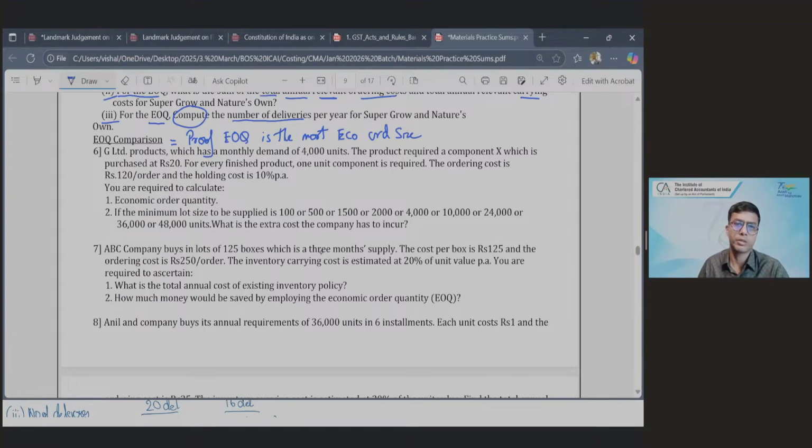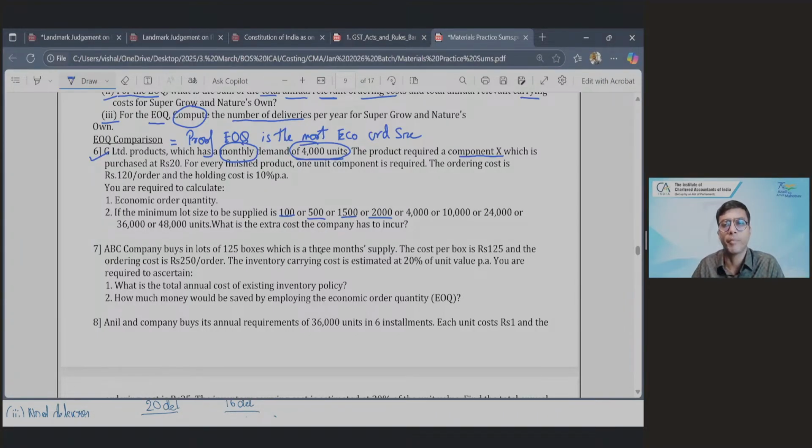Now in this first question, I have purposefully taken many options of order quantities so that you can check on a trial and error basis that any order size you select, EOQ will always be the best. So let's see. C Limited has a monthly demand of 4,000 units, and the product requires component X. Now see here, the language is very important. They have given you the monthly demand for their products. We do not want the product quantity, we want the material quantity.